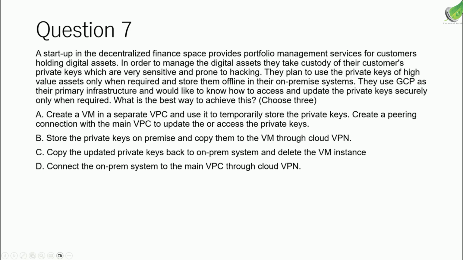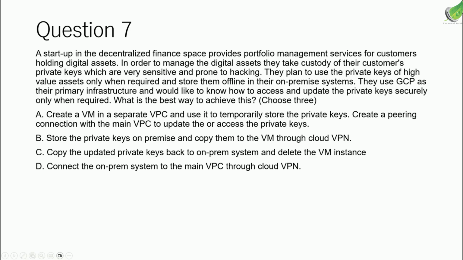Step 2 is option B. This addresses the secure connection requirement. The data starts on-premise. To move it to the temporary VM we just created in Step A, we need a secure tunnel. A cloud VPN provides an encrypted connection between the on-premise network and the GCP VPC, ensuring the private keys are not exposed during transit.